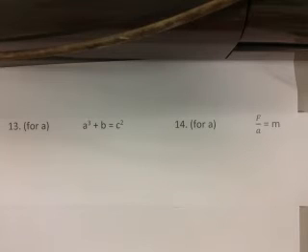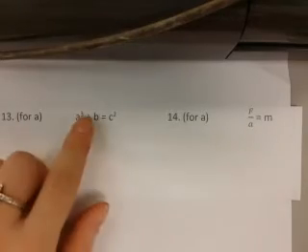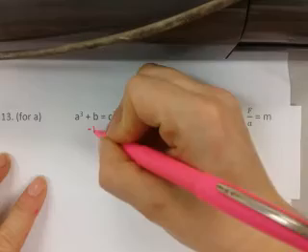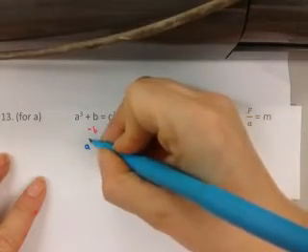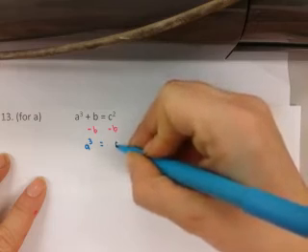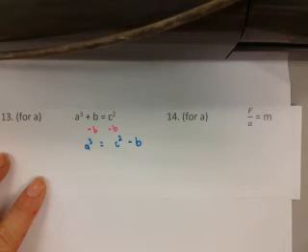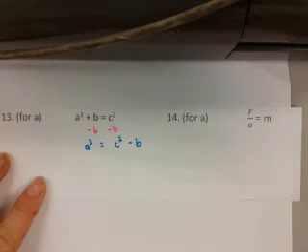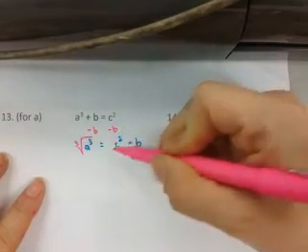Okay, problem 13 asks us to solve for a. And we have another one of those pesky cubes in here, but we know how to deal with that now. So we're okay. The first thing we need to get rid of is that plus b. So the opposite of plus b would be minus b. So we have a cubed is equal to c squared minus b. Well, we need to get a by itself. We have a cubed. How do we undo a cube? That's right, we cube root it, just like we did on problem number 10.